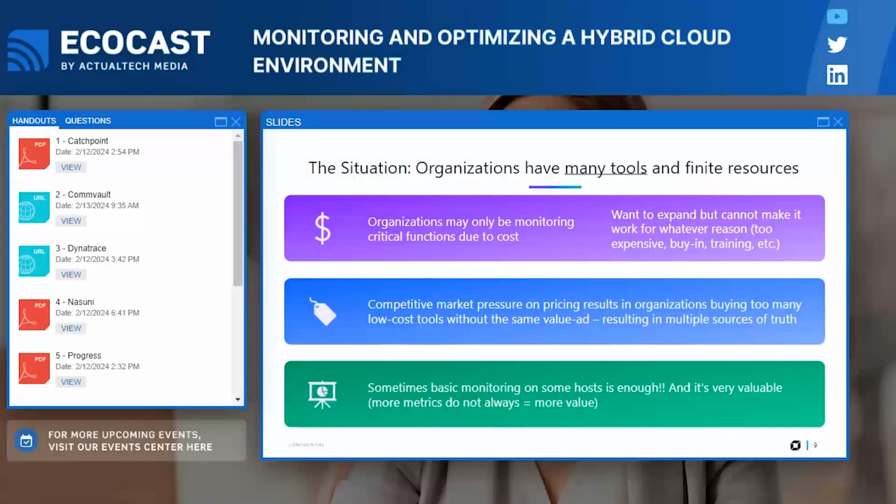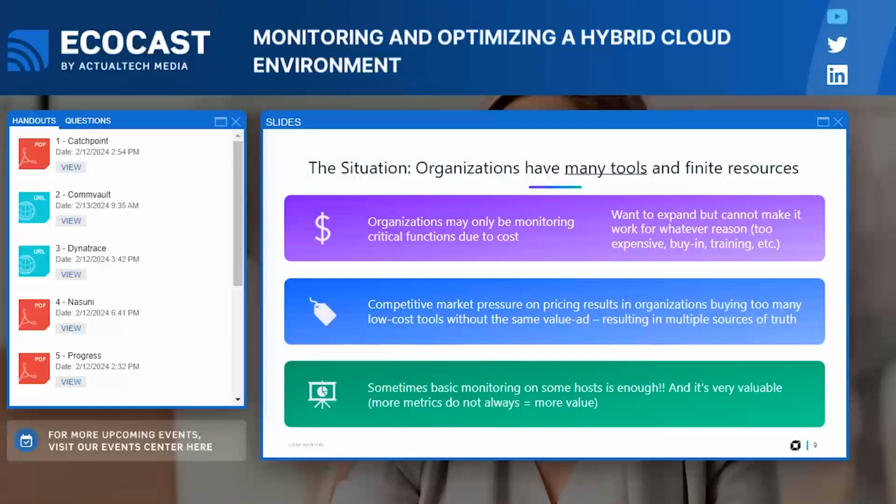And what we've really come to see through hundreds of different customer conversations is that organizations sometimes choose to only monitor their critical functions. Maybe that's due to cost. Maybe they'd like to expand their footprint with a particular vendor, but they can't make it work for whatever reason, whether that's too expensive or the buy-in to add another tool is too much overhead, and the training it might take to bring your team along with it. But the competitive market pressure on pricing, where we're always being asked to do more with less, right? Sometimes forces organizations to buy too many low-cost tools, or we see a lot of organizations who have developers build their own in-house tools, and they don't bring the same value add that you would expect out of a larger, more robust platform. So this now results in your teams looking at multiple sources of truth.